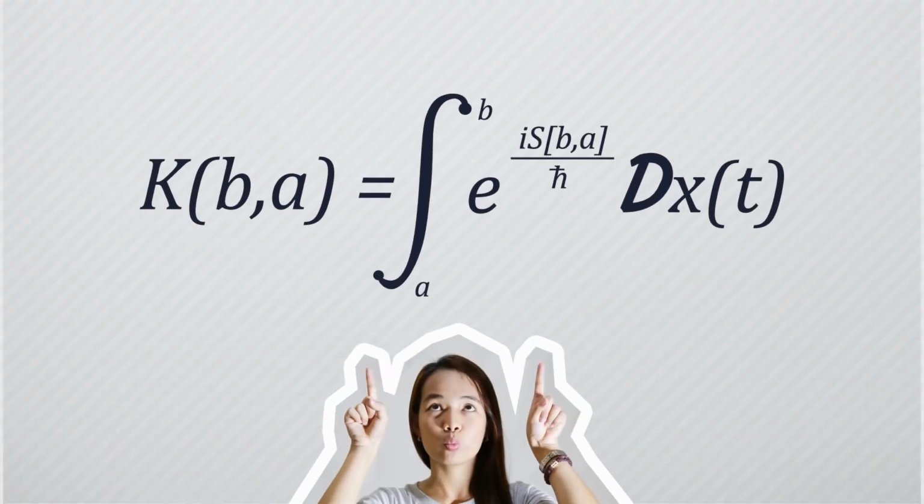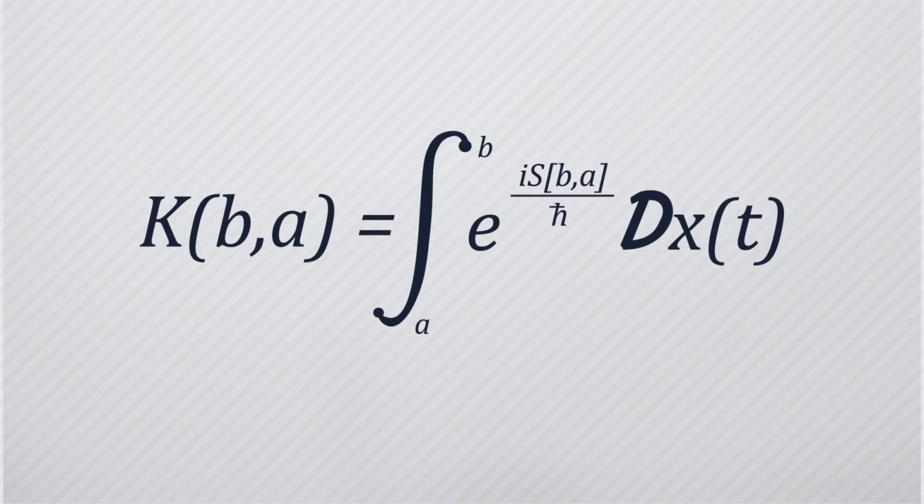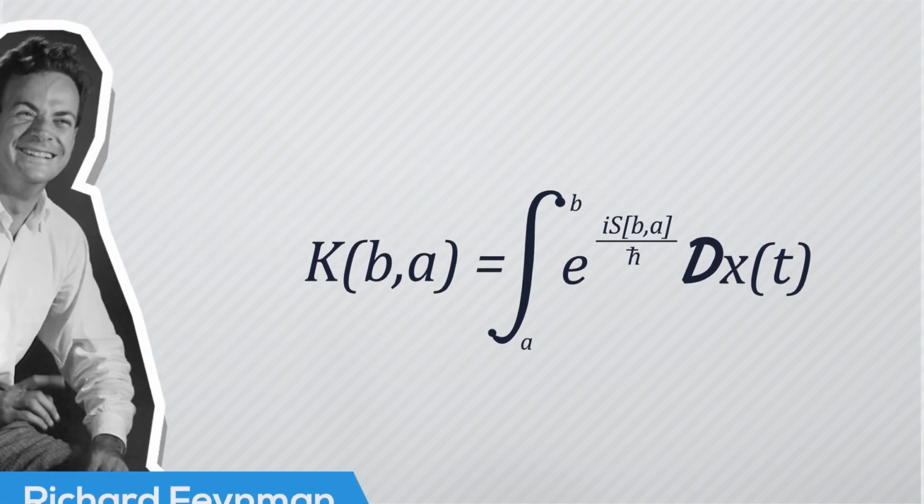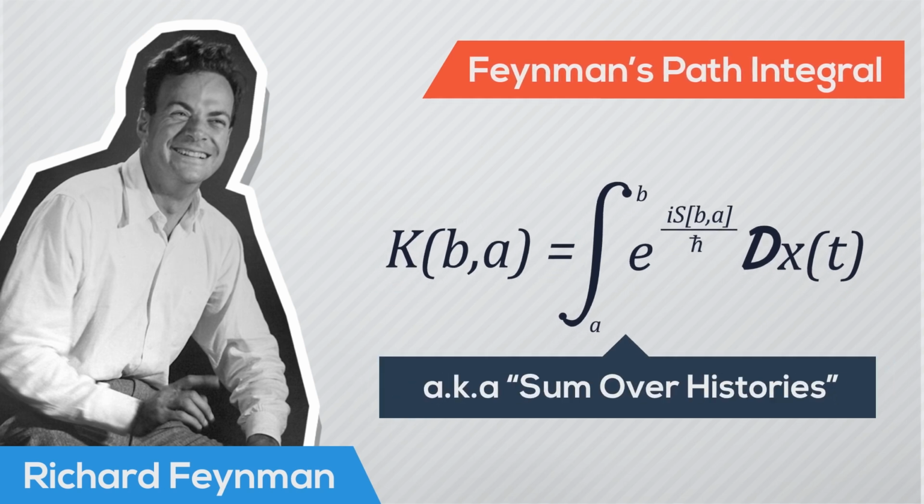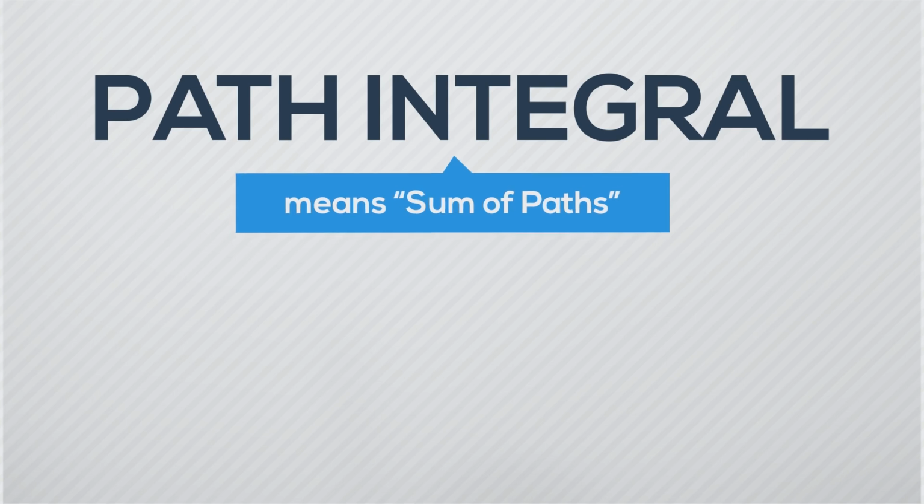The answer to our questions is this equation right here. Now don't worry, I'll explain it in simple terms. This equation is Feynman's path integral formulation of quantum mechanics. It's also called the sum over histories method. Path integral literally means sum of paths.